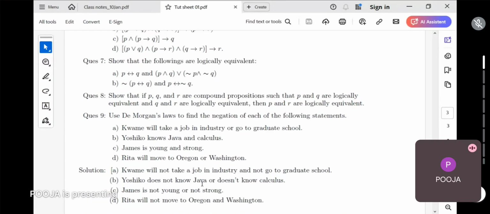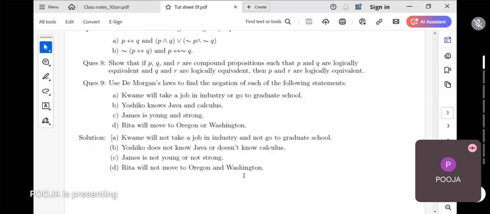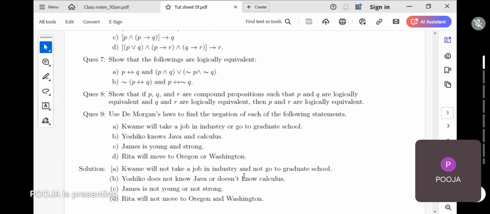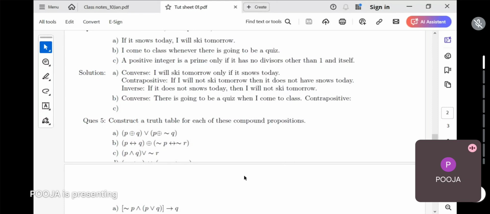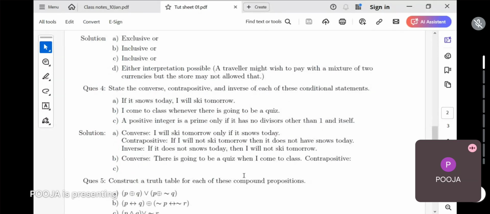Rita will move to these two countries, Oregon और Washington. So OR का negation will be AND. So these are just words where you have to write the compound proposition using De Morgan's law. Clear? So this question number 4, 5, 6, 7, 8 ये tut sheet के वो questions हैं जो आपको करने होंगे. Any doubt till now?